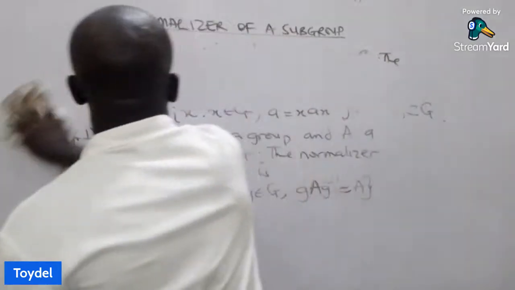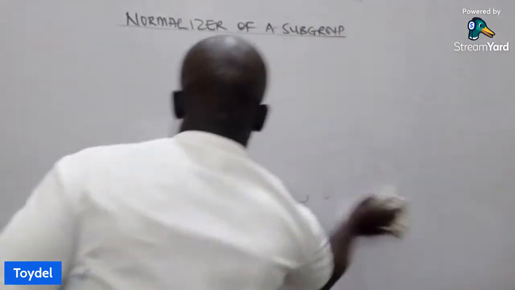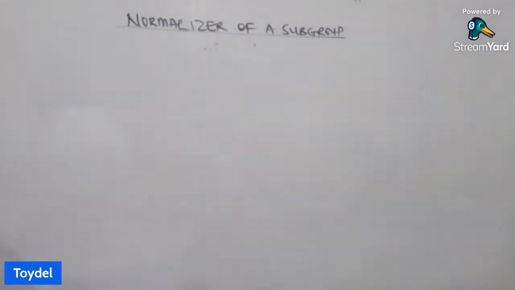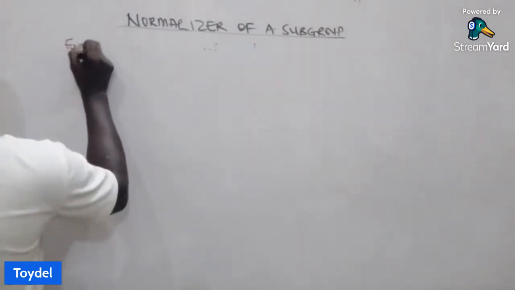Now let's take an example. Let's take an example on the normalizer of a group. Let's take an example. I'll call it an exercise. Let's take an example.